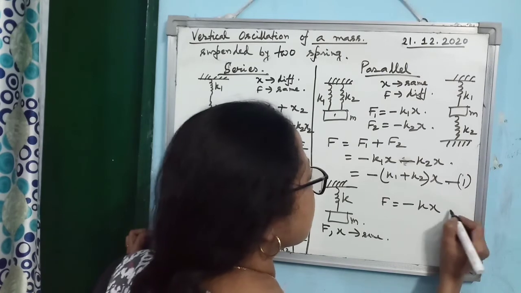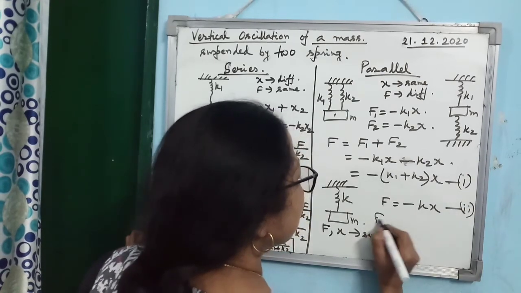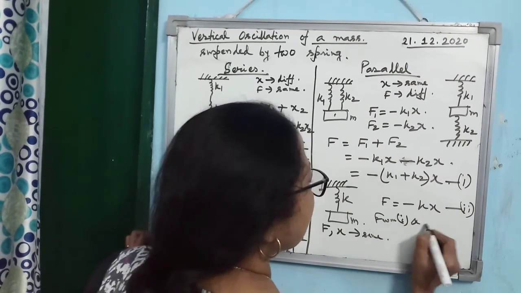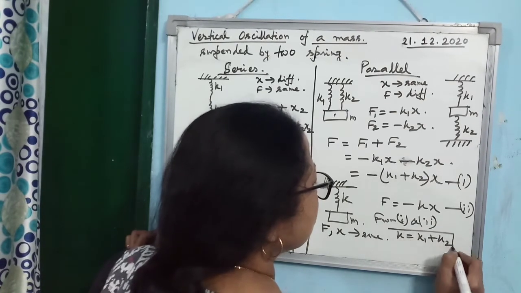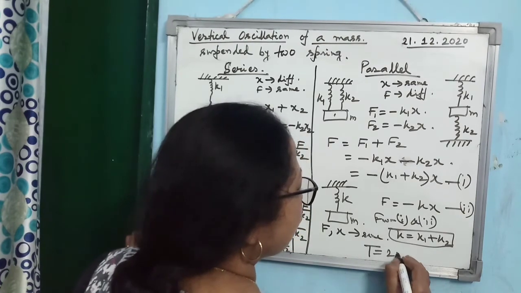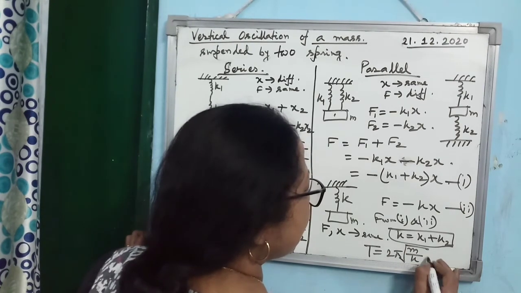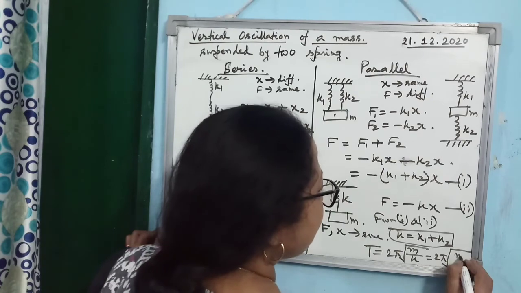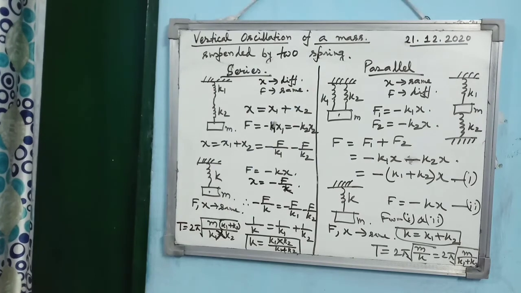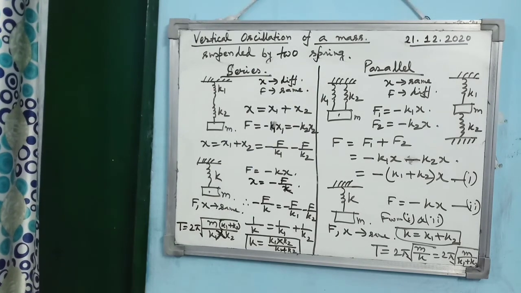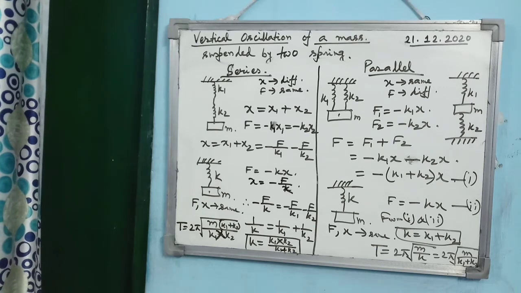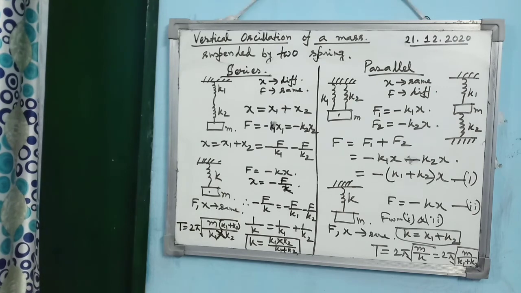So if this is equation 1, equation 2, from 1 and 2, what are you getting? That k is equal to k1 plus k2. So what will be the time period of oscillation? 2 pi under root m by k means 2 pi under root m divided by k1 plus k2. Is that clear? So in both the cases, in case of horizontal oscillation also, in case of vertical oscillation also, the final result is same for the series combination and for the parallel combination.